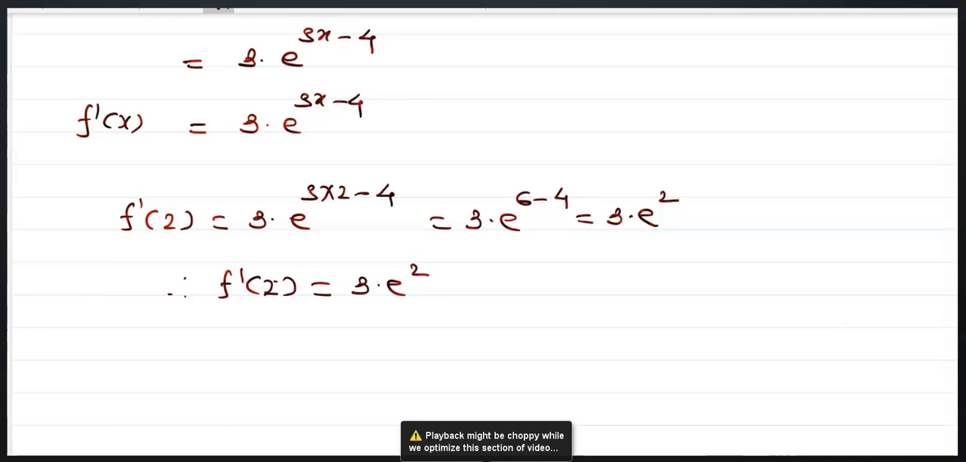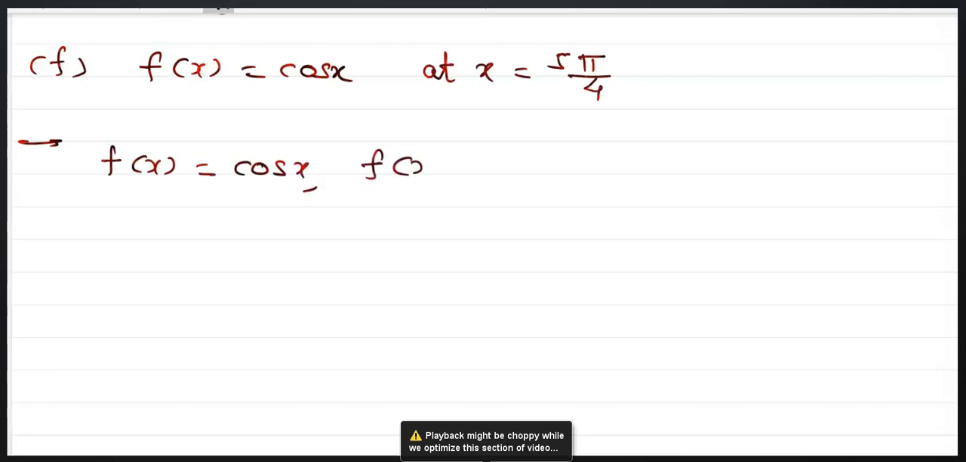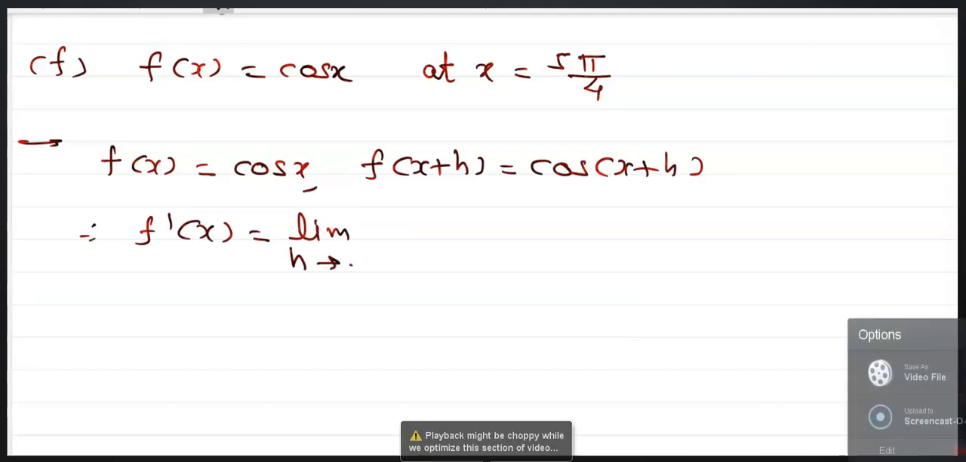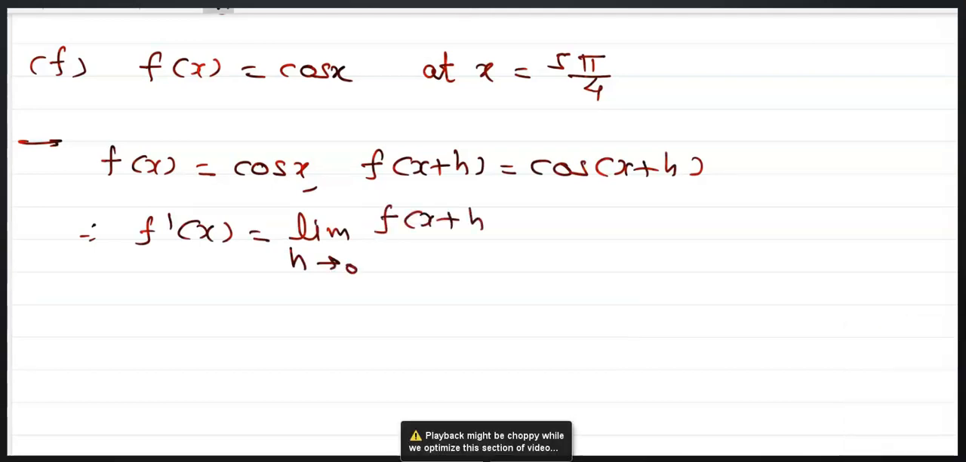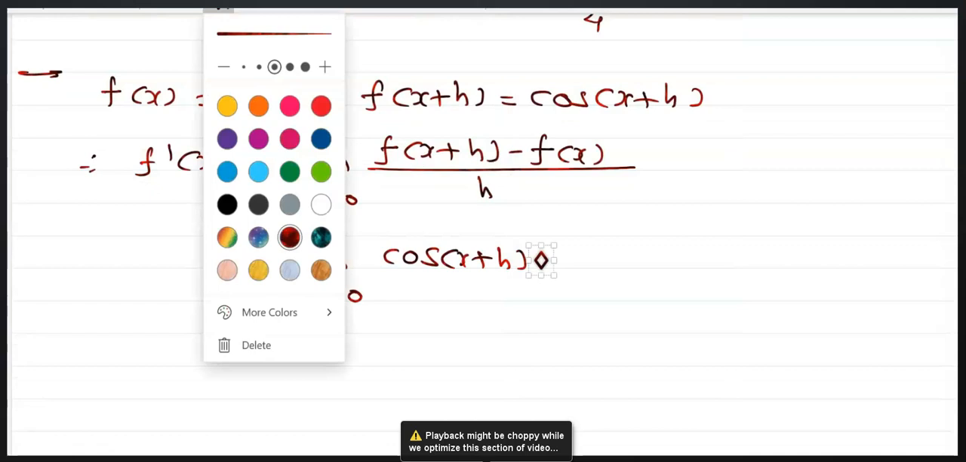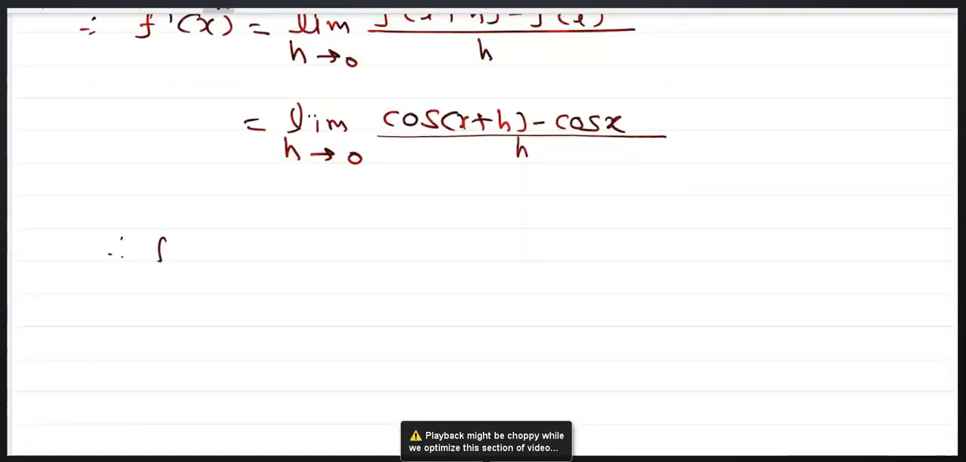Now next is f of x equal to cos of x, and now we have to find the derivative of cos of x by using the first principle. Therefore, I am writing here its answer, that is f dash of x is equal to limit h tends to 0 f of x plus h minus f of x upon h. Limit h tends to 0 cos of x plus h minus cos of x upon h. f dash of x is equal to minus.